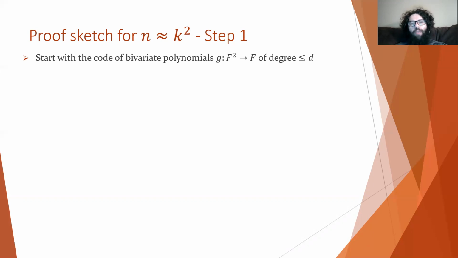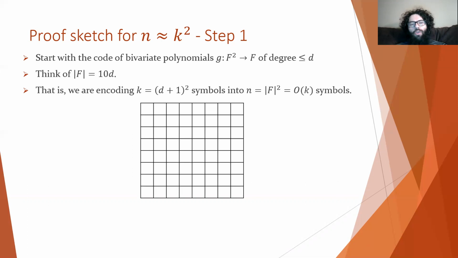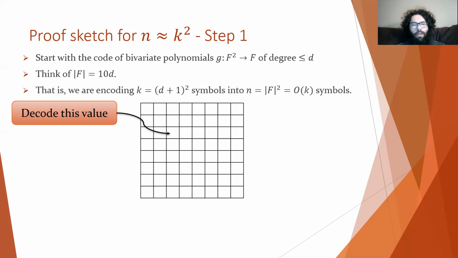We start with the code of bivariate polynomials G, over some field. Think of the field size as 10 times the degree. So it means we're encoding roughly d squared symbols of the message into d squared symbols of the code word. And how would we decode the value of a particular coordinate? So here's an idea.